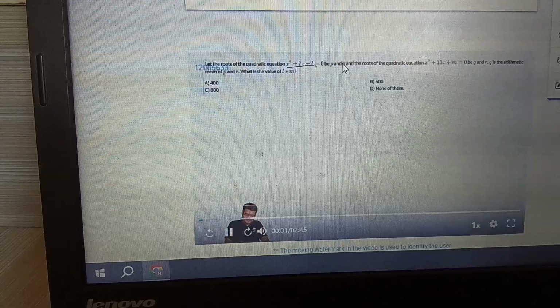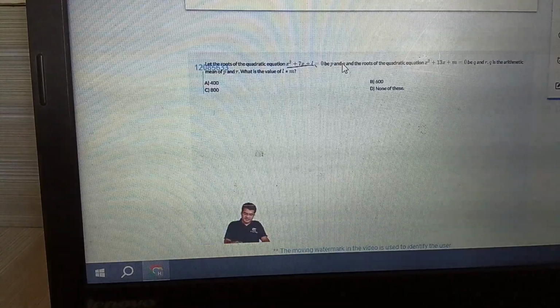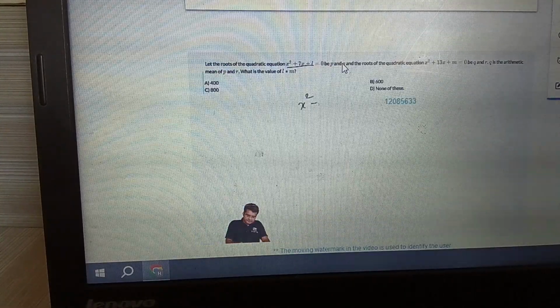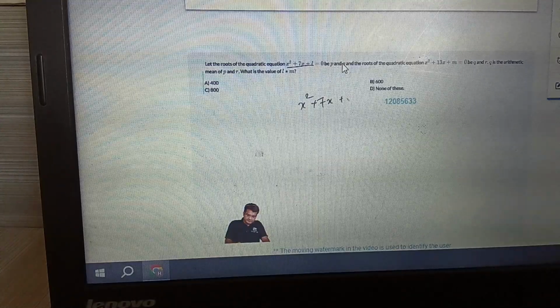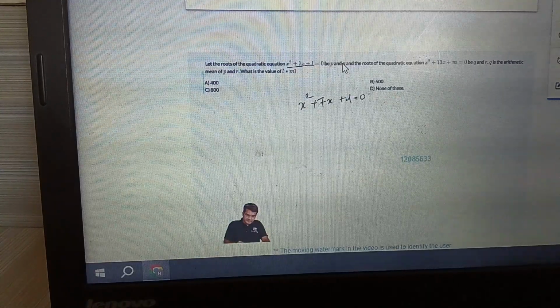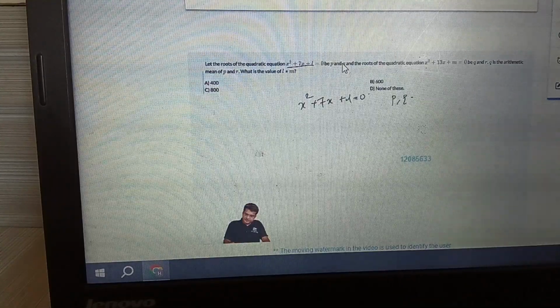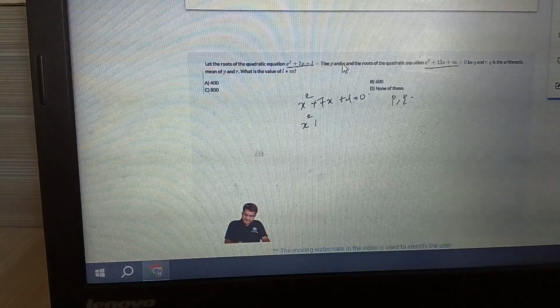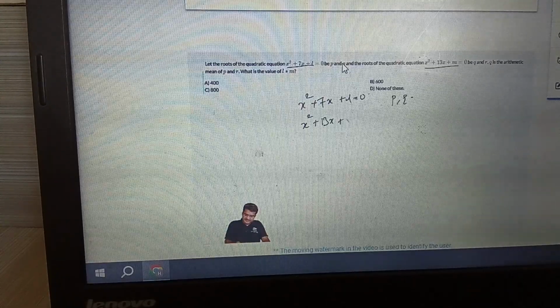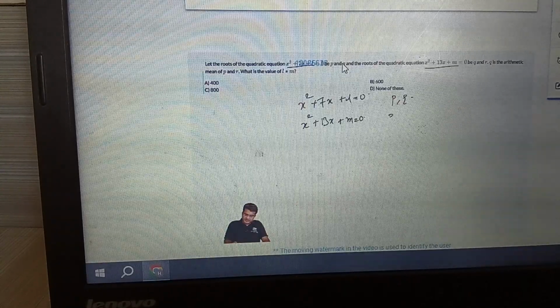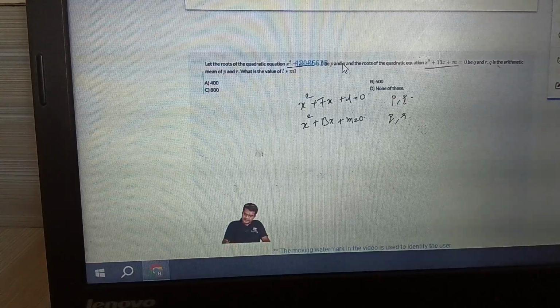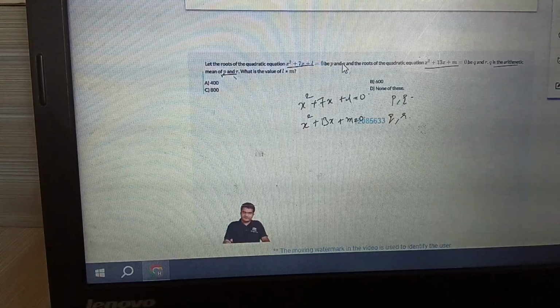We are told that the roots of the equation x square plus 7x plus L is equal to 0 are P and Q. And the roots of the equation x square plus 13x plus M is equal to 0 are Q and R. We are also told that Q is the arithmetic mean of P and R.